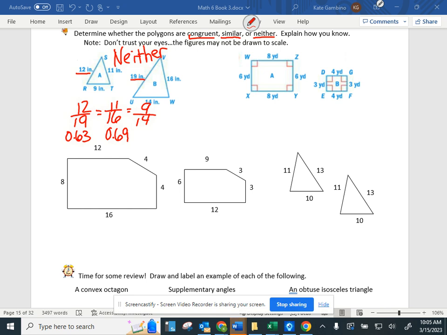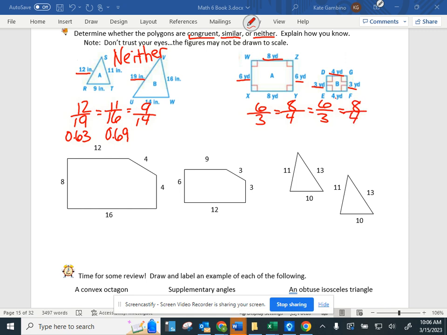So let's look at this one. Are they congruent? Yes or no? Why not, Nora? They're different sizes. So we know right away it's not congruent. We need to decide if they are similar. So I'm going to set it up the same way. 6 over 3. Does that equal 8 over 4? Does that equal 6 over 3? Does that equal 8 over 4?